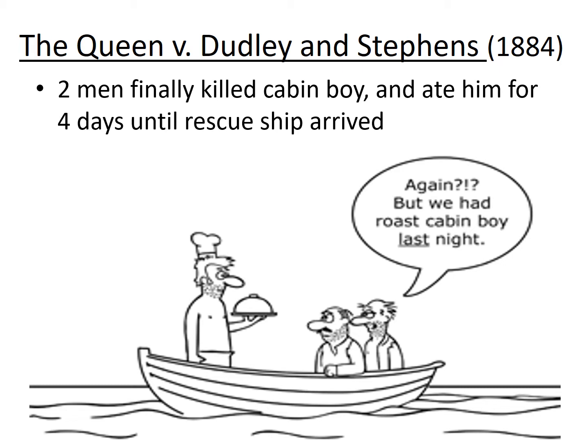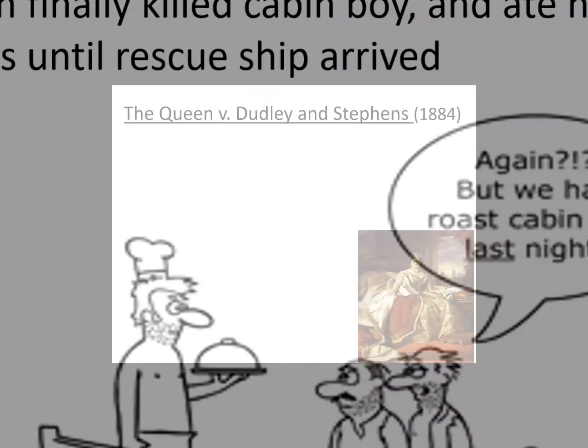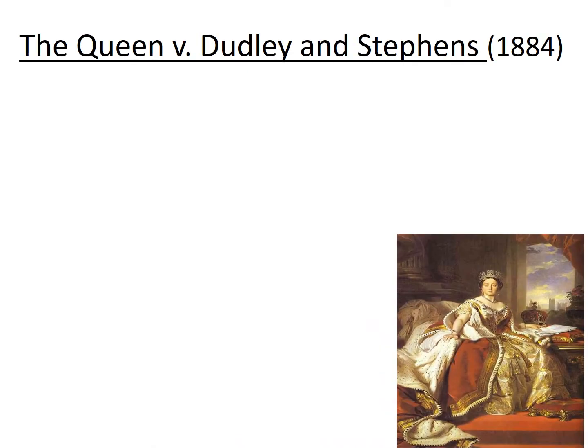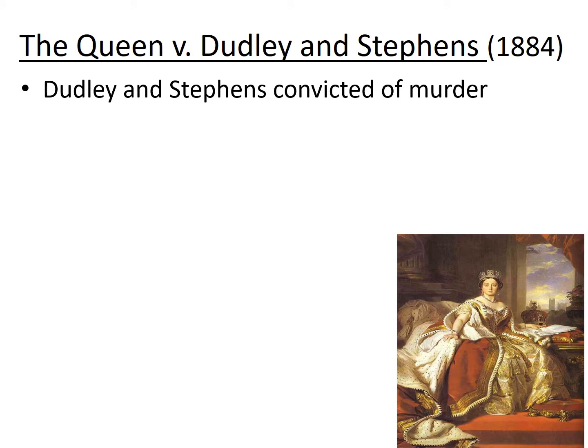So are they guilty of something? Murder? Or is it choice of evils? Is it better for 1 to die than for 3 to die? Well, that was the case that was brought against Stevens. The case against Dudley and Stevens was murder, and they were convicted of murder based on the facts of this case.